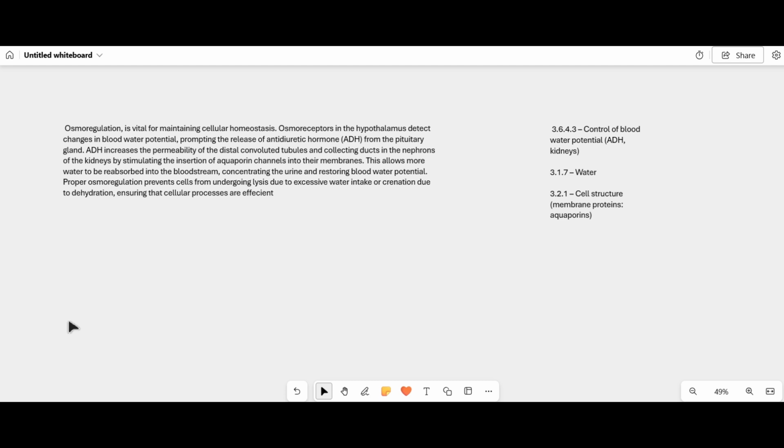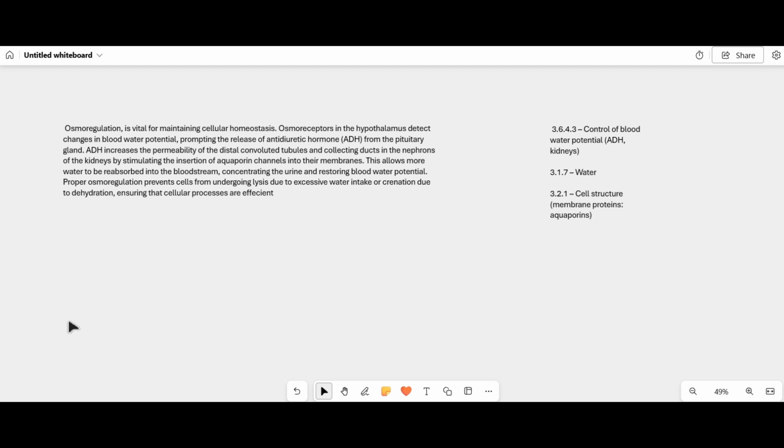That's just normal A level, yeah. Prompting the release of ADH from the pituitary gland, yeah. ADH increases the permeability of the distal convoluted tubes and collecting ducts in the nephrons of the kidneys by stimulating the insertion of aquaporin channels into their membranes, yeah. So notice how for every single chapter, every single paragraph here, it's mainly just A level stuff. Apart from the second one about the photosynthesis, it's mainly A level stuff. But I add 1 or 2 words, I add something extra, like the aquaporin, yeah. This allows more water to be reabsorbed into the bloodstream, concentrating the urine and restoring blood water potential, yeah.